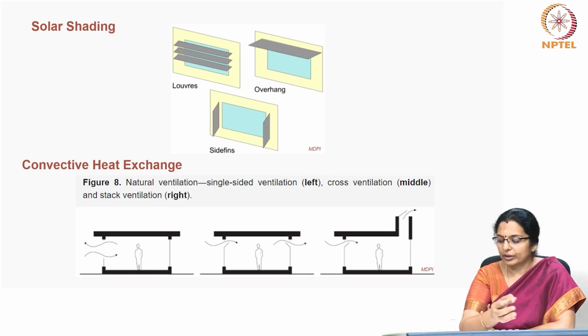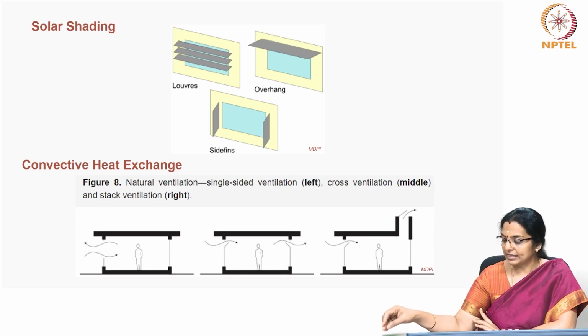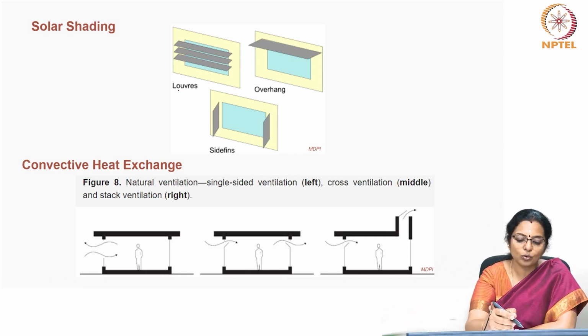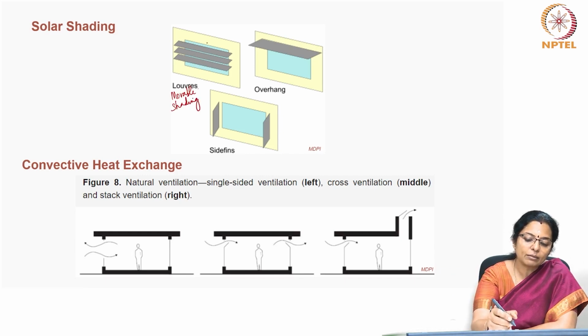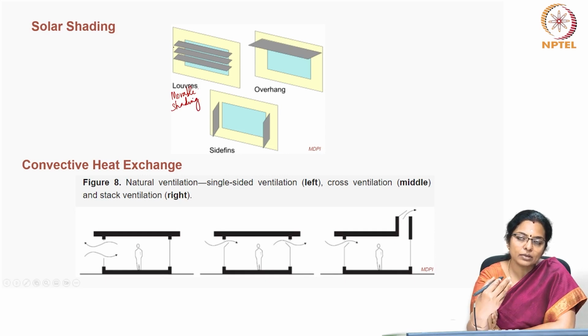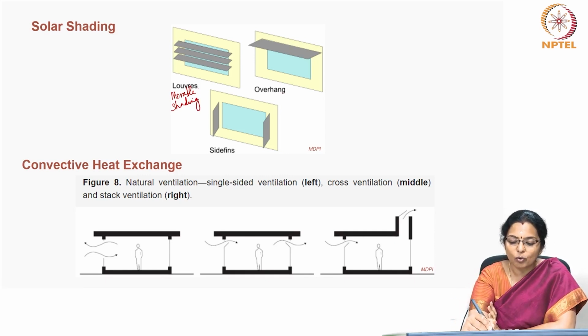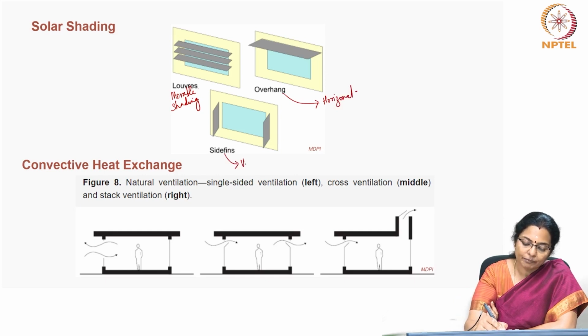Now, if we first look at the shading types, you can see here we have shown 3 shading devices. One is louvers. Now, louvers can be movable. So, we can categorize louvers as movable shading because they can be made to flip and become completely vertical or flip and become completely horizontal. Then you have overhangs, which can be categorized as horizontal shading devices, and you have side fins, which are vertical shading devices.